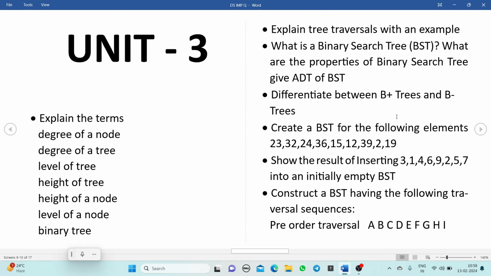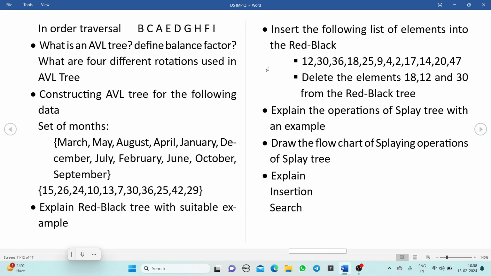Create binary search tree for the following elements. Show the results of inserting these elements into an initially empty BST. Construct a BST having the following traversal sequences. So the traversal sequences are given: pre-order and in-order.